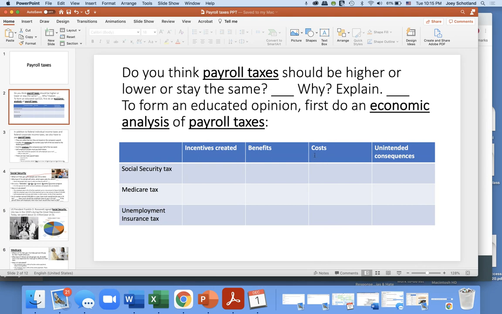We need to look at the costs and benefits, the incentives created, and the unintended consequences of payroll taxes. And there are three main ones: Social Security tax, Medicare tax, and unemployment insurance tax.